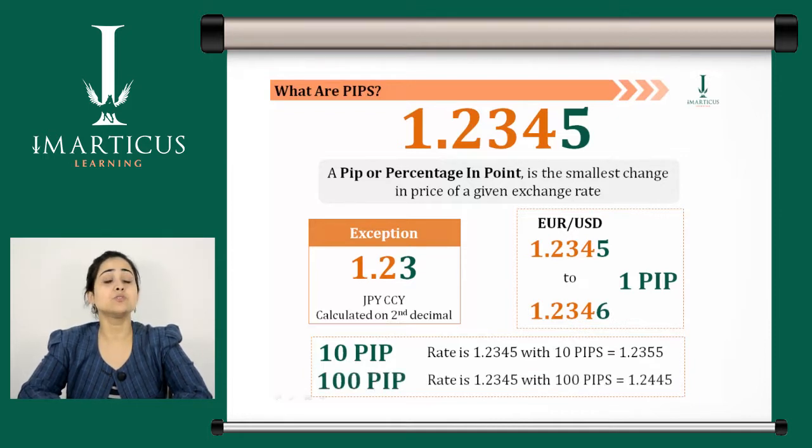Likewise, if the rate is 1.2345 with 100 pips, you will get 1.2345 plus 0.0100, which is 1.2445.